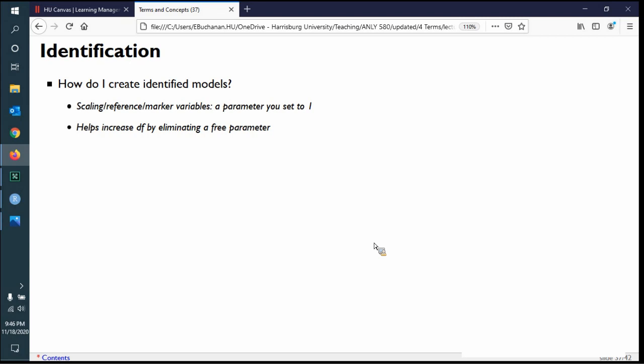Also, the model needs to scale. And so we generally achieve this by setting something to one somewhere. And that's the last part. And this is practically normally done on the measurement model component, but it can be done on the latent variables. So we can do it on either side, and we'll practice both so you can see what it looks like.